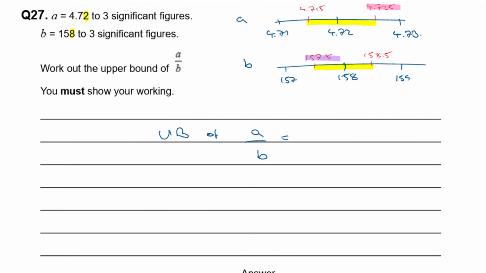Okay, so I'm going to use 4.725 divided by 157.5. What's that then? 4.725 divided by 157.5. Apparently that's 3/100ths, or 0.03.